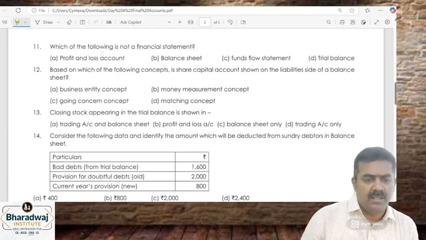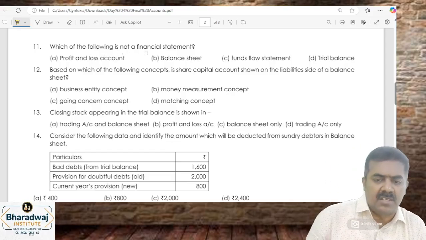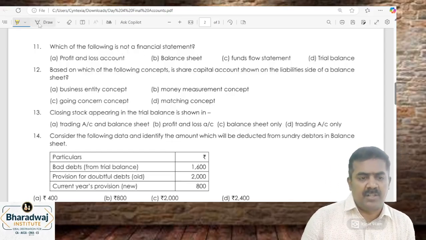11th question. Which one is not a financial statement?